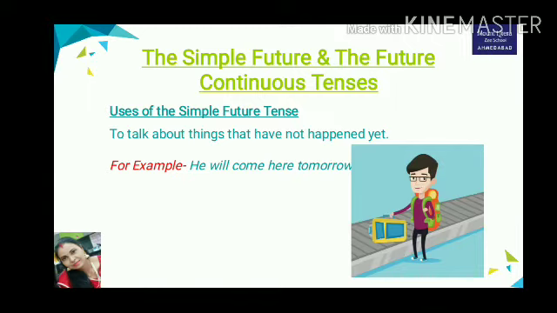For example, he will come here tomorrow. In this sentence, we can see that this thing has not happened yet. It will happen in the future. So, we use simple future tense to talk about those things which have not happened yet. So, this is the use of simple future tense.